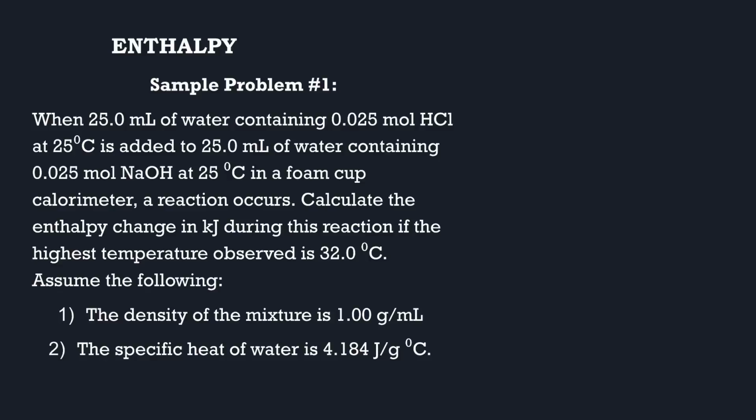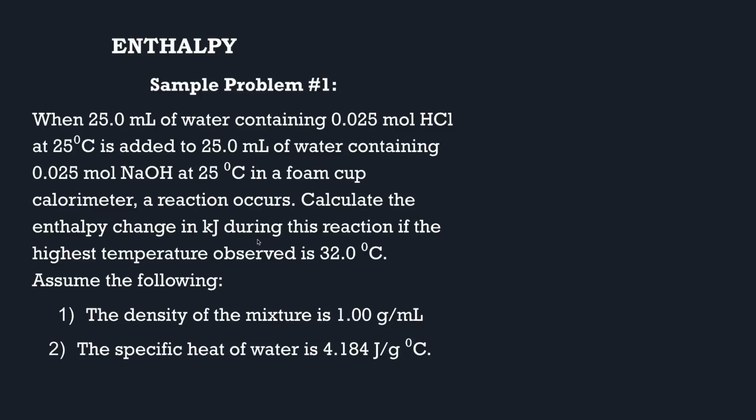Now right here, this is important, kilojoules. Remember that kilo means 1,000, so kilojoules means 1,000 joules. During this reaction, the highest temperature observed is 32 degrees Celsius. So we're going to assume the following. 1, the density of the mixture is 1.0 grams per milliliter.